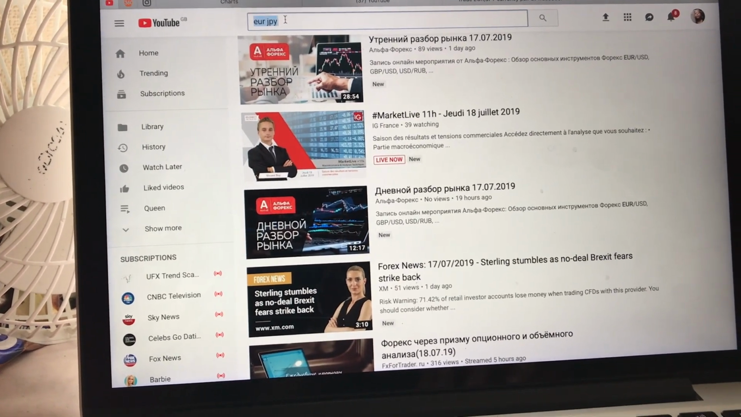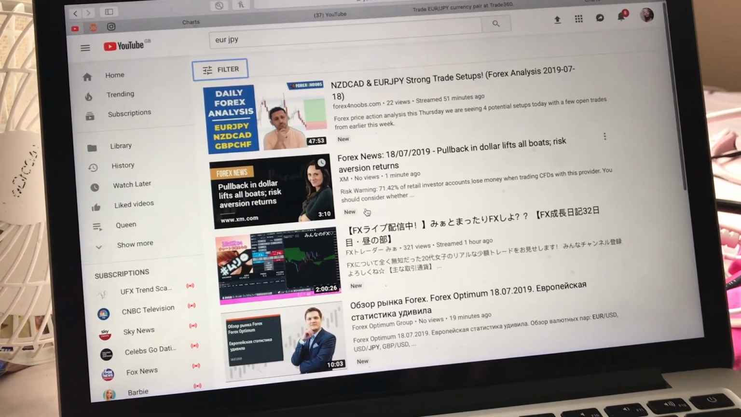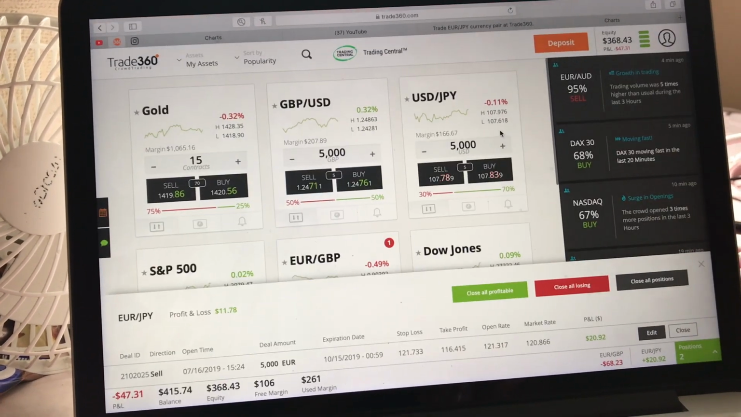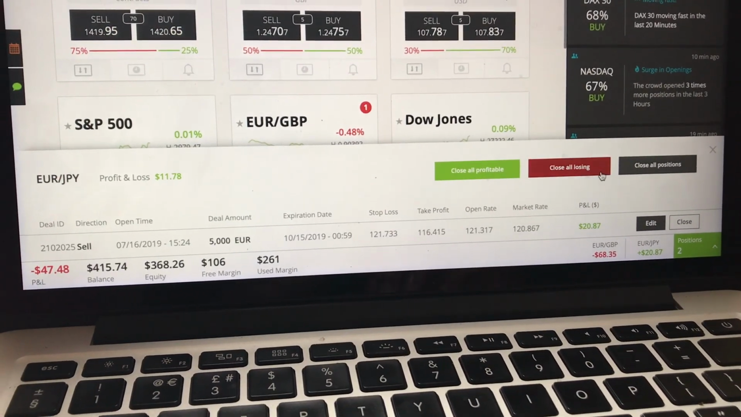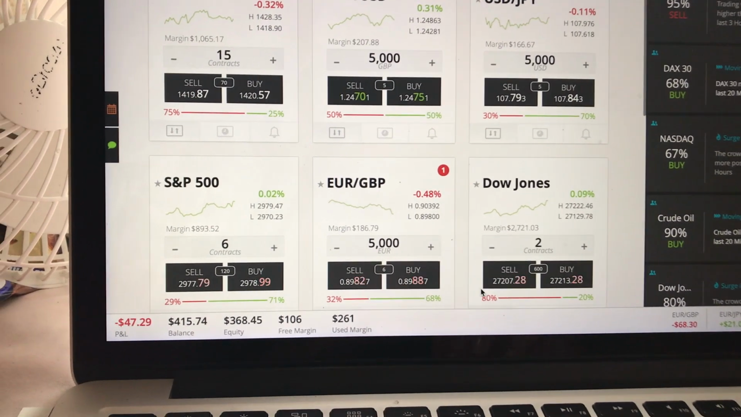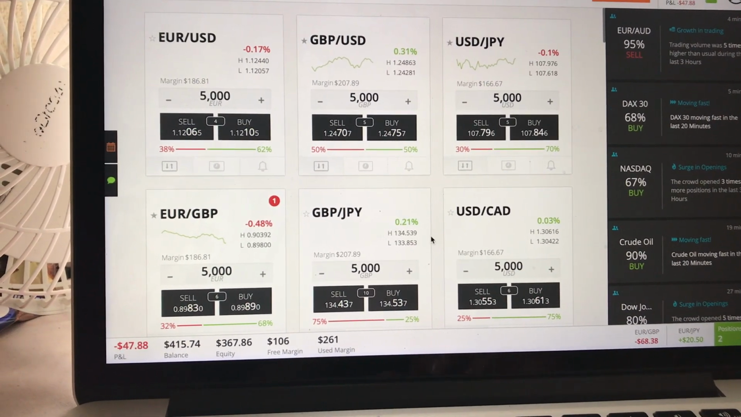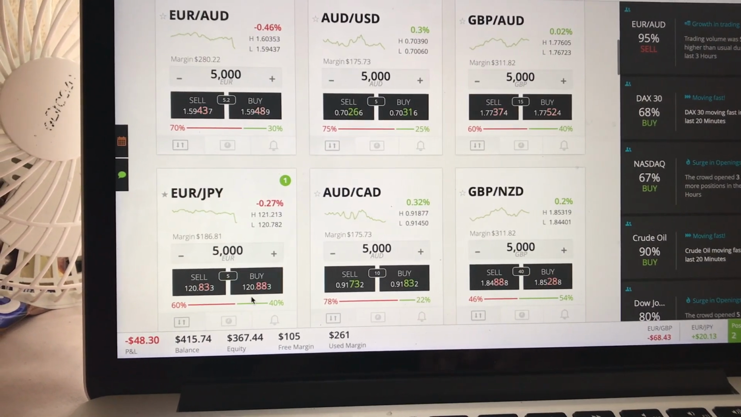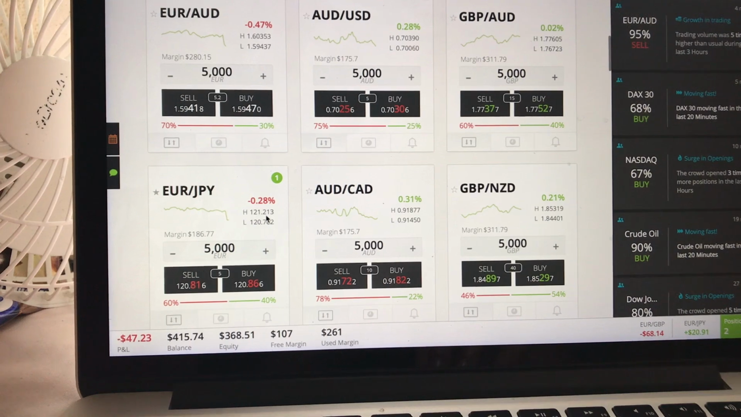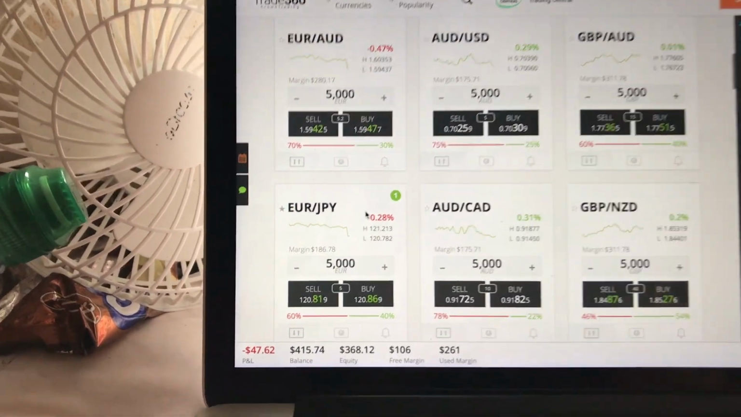Right now, I just typed in EUR JPY to see if anyone's posted anything about it, and no one really has. Let me look at the last hour. No one's live about it. So things like this, because I'm thinking, am I the only one in this trade? Even though I know I'm not, because obviously I trade with Trading 360. And it kind of shows you, here, that 60% are selling, 40% are buying, and right now 0.28% has gone down. So that means it's gone down a lot, basically sell.